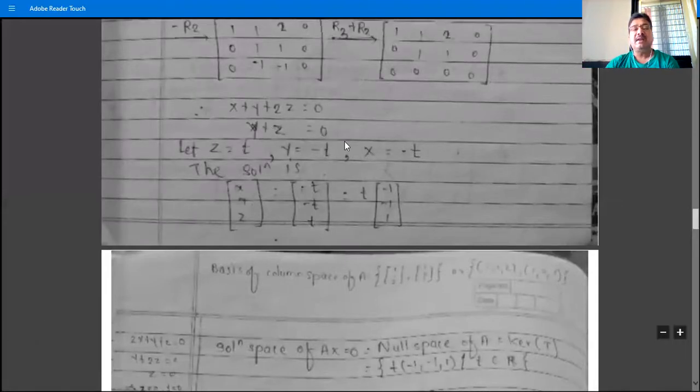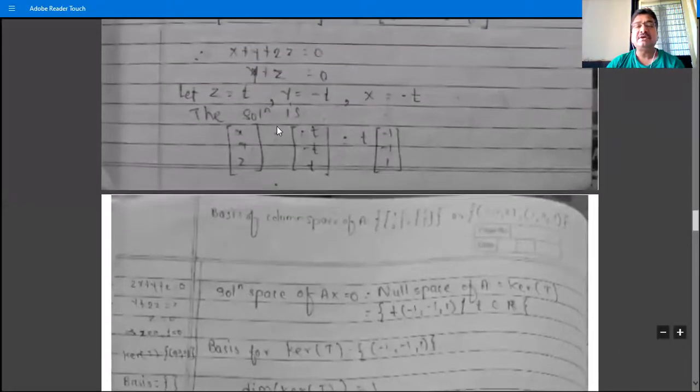So assign one unknown, and now z is equal to t. Suppose we take z equal to r or s or t. Either I assign z or y. So z is equal to t. Therefore y is equal to minus t, and x is equal to minus y minus 2z. Substitute y and z as minus t and t. We have x is minus t from equation number 1.